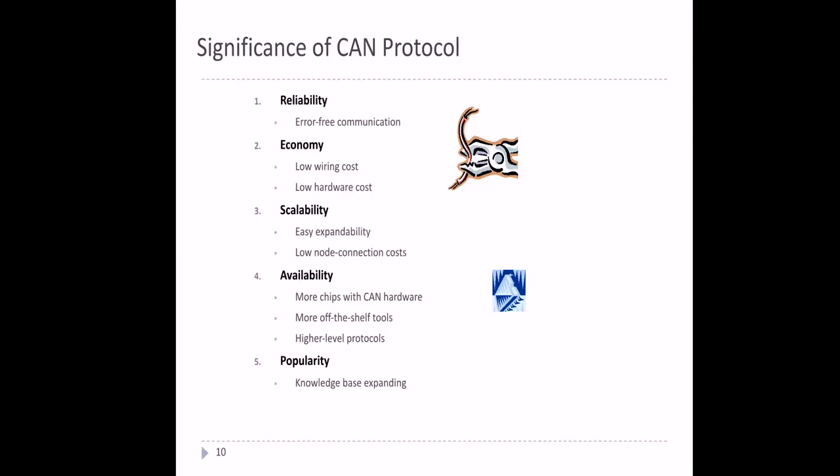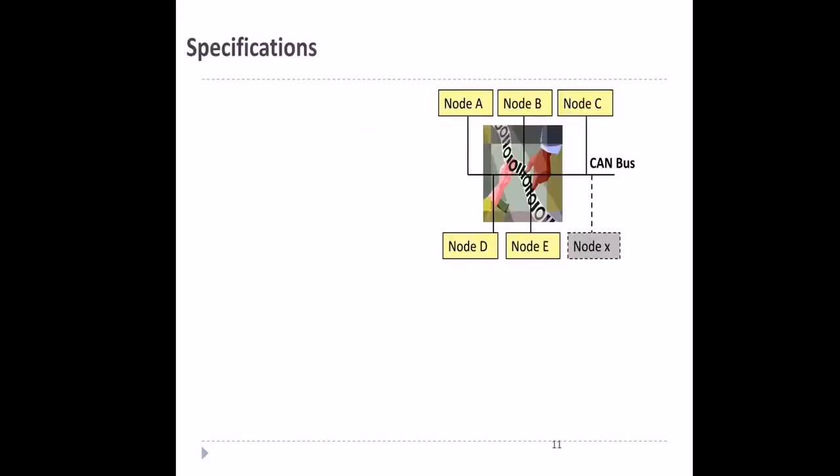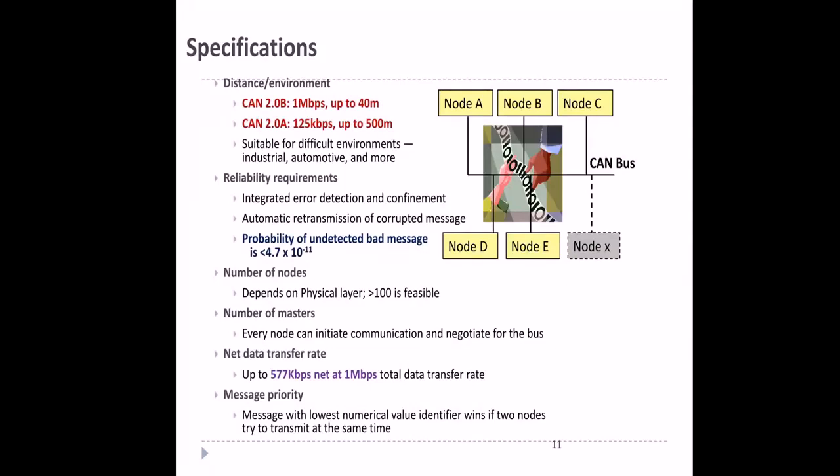The availability is more chips with CAN hardware, more off-the-shelf tools, then higher-level protocols. Then the popularity is knowledge-based and keeps expanding, and most automotive manufacturers prefer the CAN protocol. So these are the specifications, as we have seen.